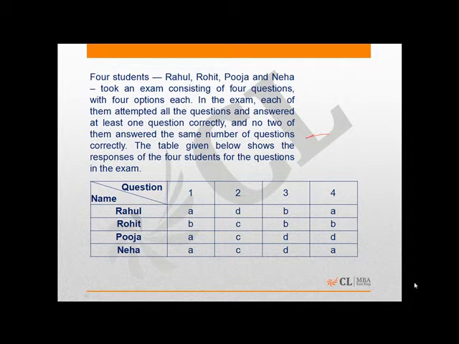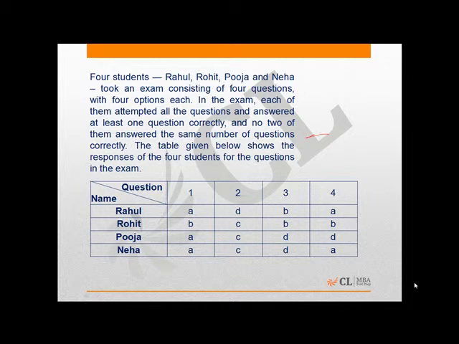To proceed with the question, we have to assume that one of them answered all the four questions correctly. Also, we know that none of them answered the same number of questions correctly. That means one of them must have answered one question correctly, another two, another three, and obviously one of them must have answered all the four questions correctly.